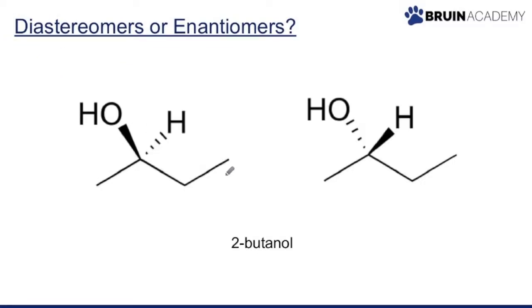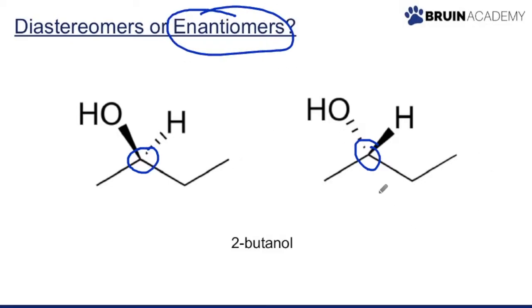So let's take a look at this one. This molecule, we'll start by finding what the chiral carbon is. These are the chiral carbons. You'll see that this is inverted, and since there's only one stereocenter, all of the stereocenters are inverted. So this is considered an enantiomer.